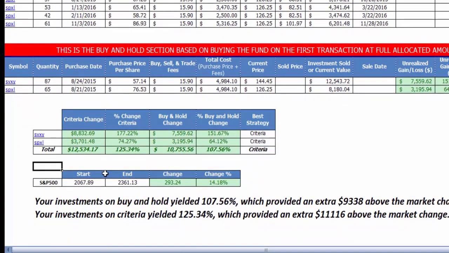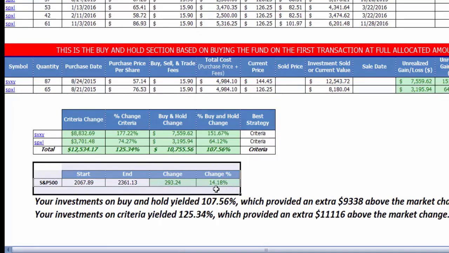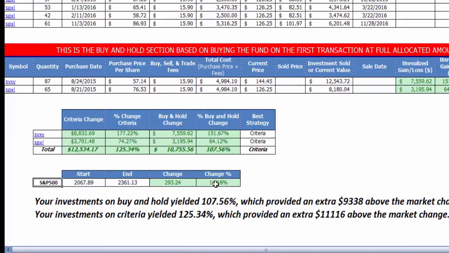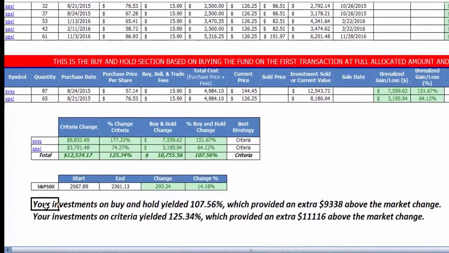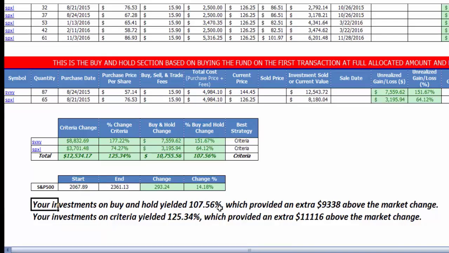So the goal is always to exceed the market return. During that same time period, the S&P 500 went up 14.81%. So how did your investments do? By buy and hold, you would have yielded 107% extra above the market change, which is an extra $9,338. On a criteria, you would have made an extra $11,000.